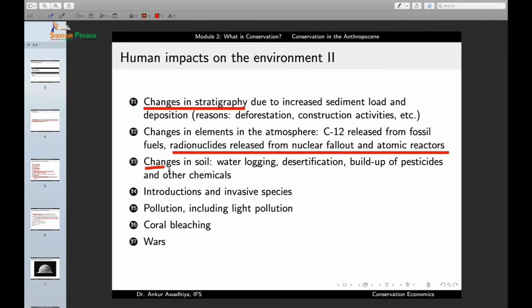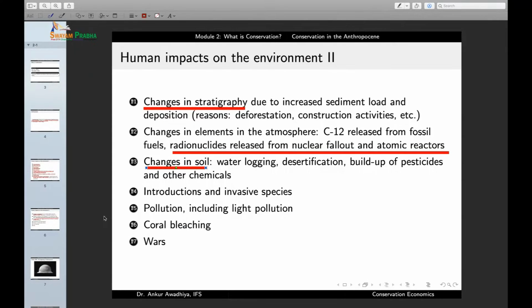Then we are seeing changes in soil because of waterlogging, desertification, buildup of pesticides and other chemicals, and a lot of this has to do with agriculture. So because of agriculture, when we are storing water in certain areas, when we are constructing canals, it is leading to waterlogging in certain areas. Also, when we are doing excessive irrigation for water thirsty crops, and if the soil is unable to tolerate that much amount of water, then it might lead to waterlogging.